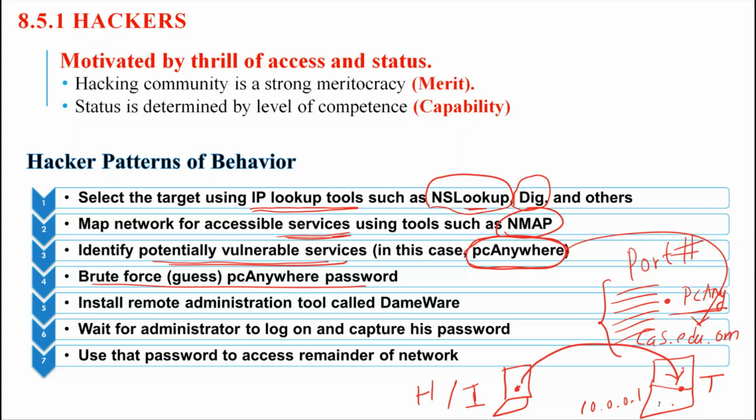So the attacker is going to enter into the target machine by using PC Anywhere because it is a vulnerable service. Then the next step is, once the attacker has entered into the target machine, he is going to install remote administration tools. An example of this tool is called Dameware. So Dameware is a remote administration tool, and he is going to install it here.